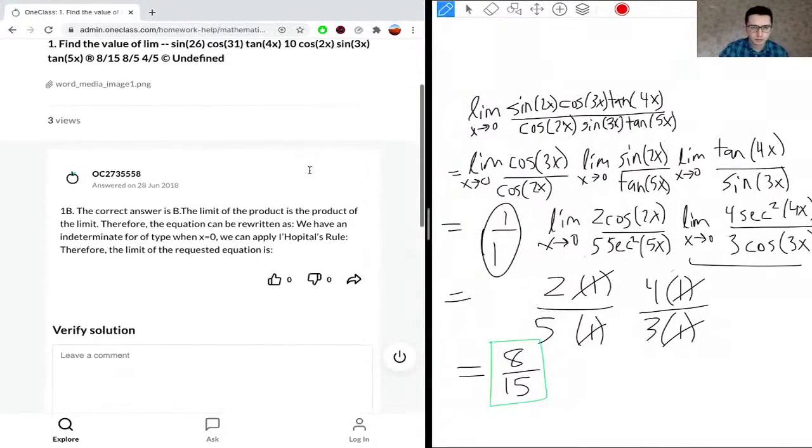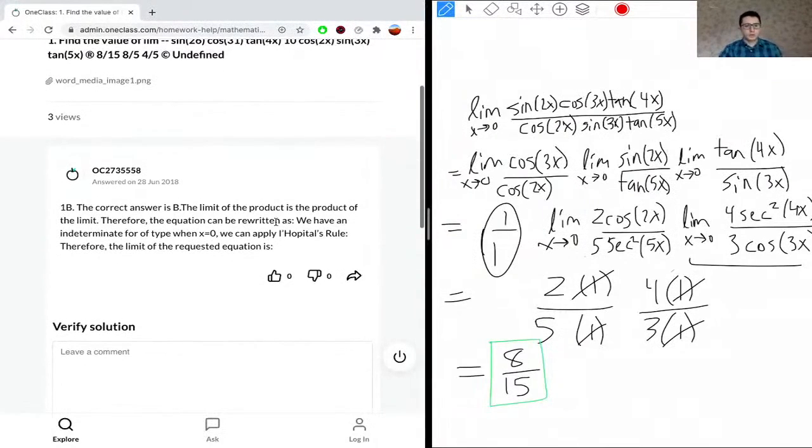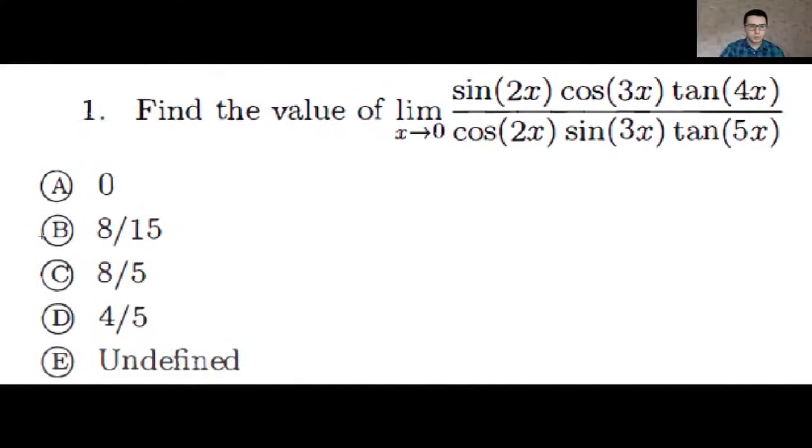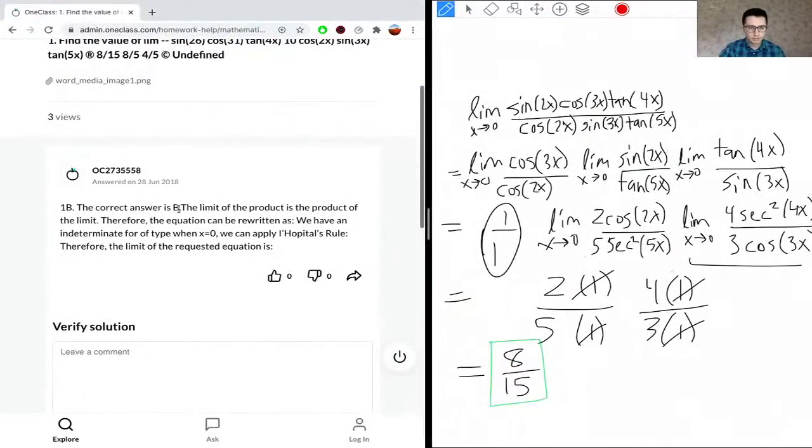Okay, so looking at the solution. They identify that you have to use L'Hopital's rule. Let's look at the options. So here B is the correct answer because we got 8 over 15. So here they select the correct answer.